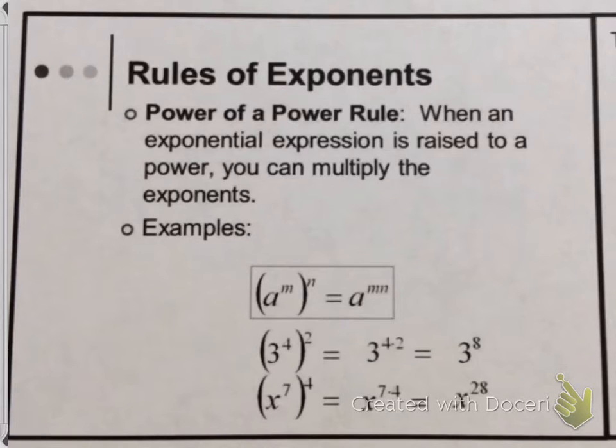Today we're going to talk about the power raised to a power rule for exponents. When an exponential expression is raised to a power, you can multiply the exponents. Here's the rule right here. If you have a power raised to a power, almost always you'll see that power outside of a set of parentheses. When that happens, you're going to distribute that power right here and multiply those two numbers together, so m times n.